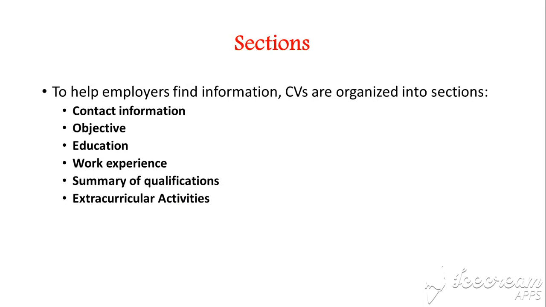Okay, let's go to the sections. Your CV must have many sections to help employers find information about you, so you have to organize your CV into some sections. CVs are organized into sections like what? Contact information, objective, education, work experience, summary of qualifications, extracurricular activities. Here we can find this slide. We can find the six sections you have to add in your CV: contact information, objective, education, work experience, summary of qualifications, extracurricular activities.